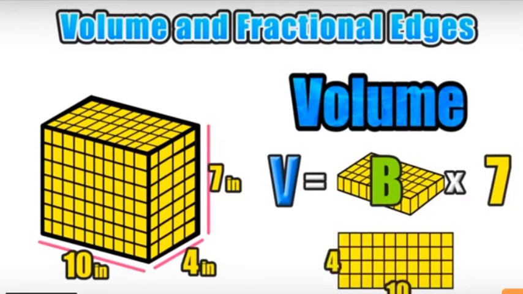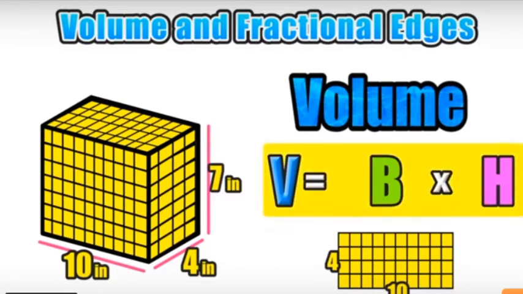Now to find that number of cubes in the base layer, we found the area of the base, in this case the length times the width, or 4 times 10, and multiply that by 7. Now 7 again represented the height. So we can conclude that we can define the volume of a rectangular prism by multiplying the area of the base by the height. Cool.